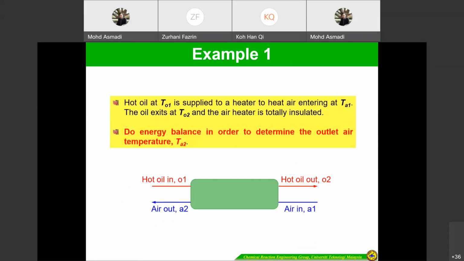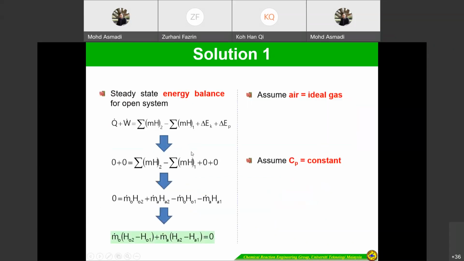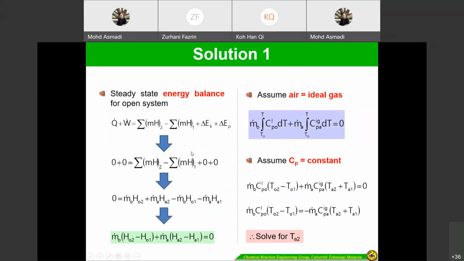The example, I think, is based on the ideal gas. We can solve it actually if we want to calculate TA2, right? The hot oil is T01, and this one is A1 at TA1, and the exit is TA2. When T02, what is the TA2? How to calculate this one? But if we consider it as an ideal gas, we can solve for TA1 actually. If we are considering the ideal gas, we can solve.